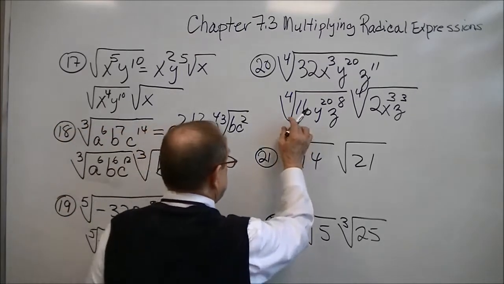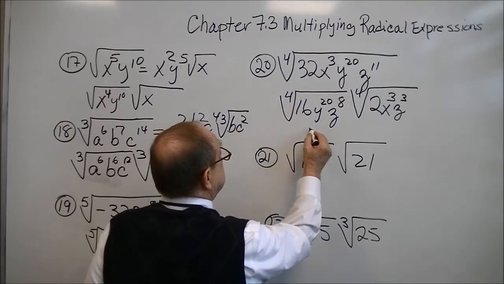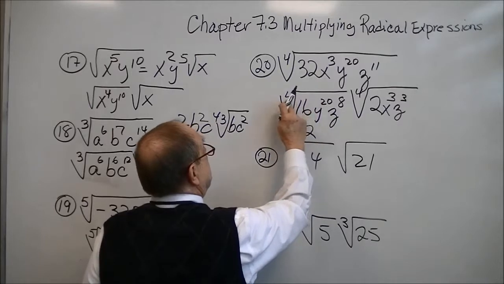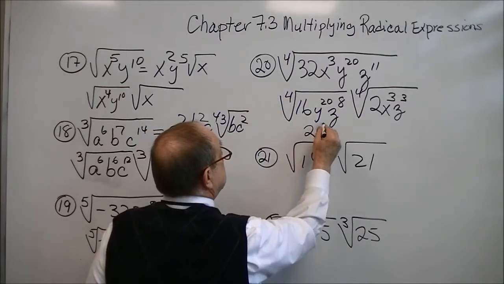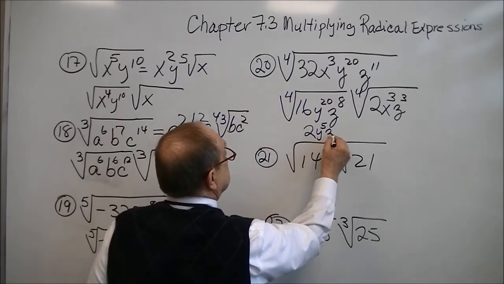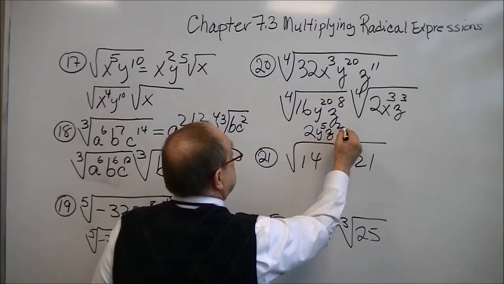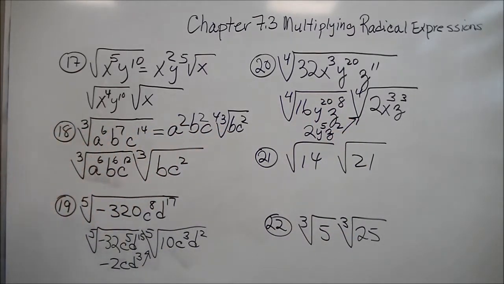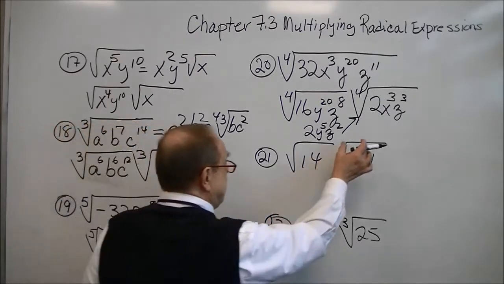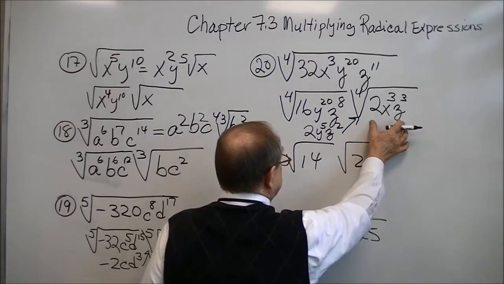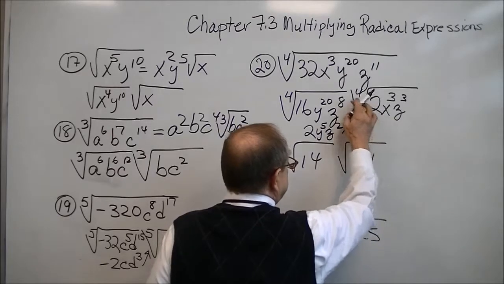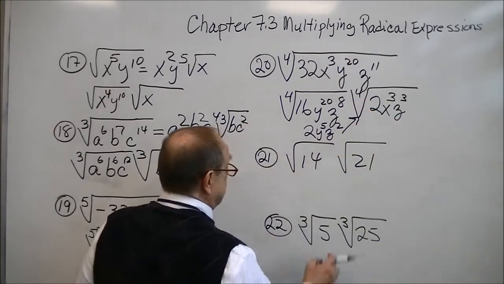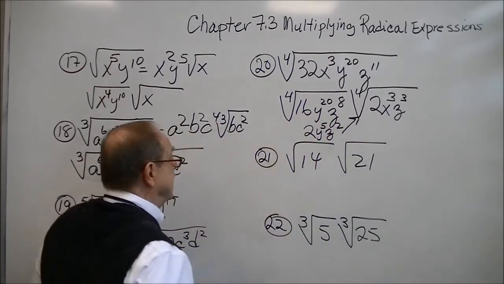So now 4th root of 16 is 2. 20 divided by 4 is y to the 5th. z to the 2nd, and then we add that to it. Now remember, in this second radical sign, we shouldn't have any more perfect factors that could have been factored out. We'd have to have put those in that first one.